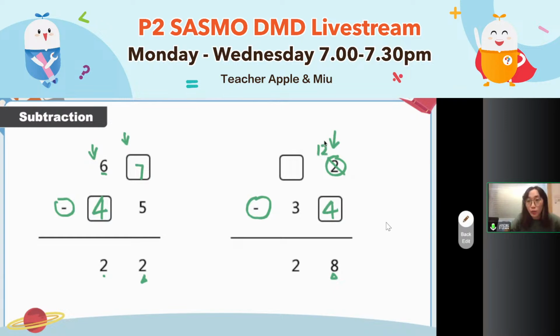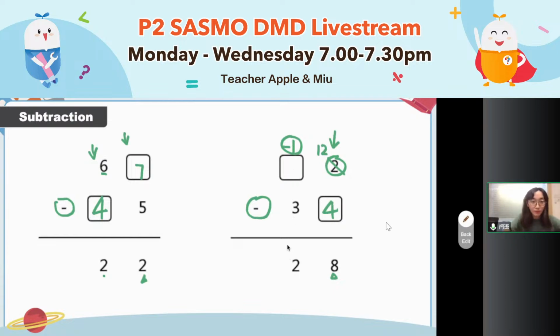And do remember that since we already know that it is 12, the tens place must minus 1. Okay? Do remember to write down your working. 12 minus 4 equals to 8. And then what is the missing number in tens place? Which number? Minus 1, because it has to borrow 1 to the tens place. And then minus 3 equals to 2.